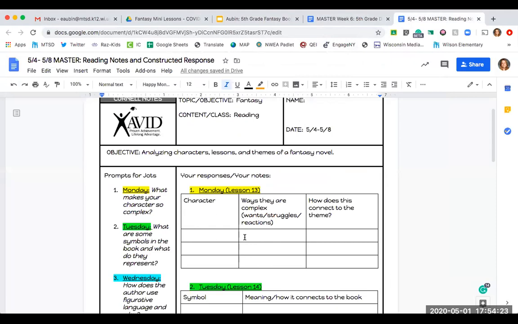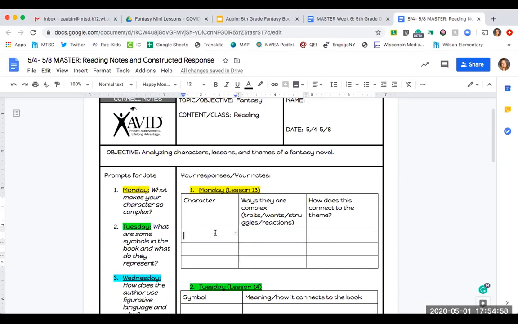I'm not expecting you to fill out every single bracket here, but do what you can. If you can at least get one of these rows down, that's excellent. So write down your character. What makes them complex? Is it their traits? I'm actually going to add that in here. Their wants, their struggles, their reactions. And then how does this connect to the theme? This part is going to be a little tougher. I'm going to say if you can at least do these two, that's a really great start. And if later on you can come back to this, that'd be awesome too.